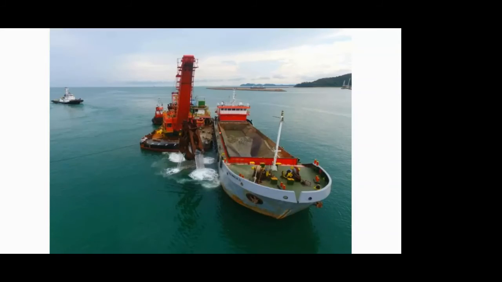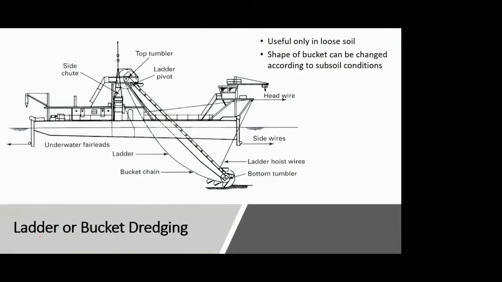So this is with the grab or clamshell dredging. The next method in this mechanical type is the ladder or bucket kind of dredging. In this we don't have a crane, but you all must have seen a conveyor belt, which is there at a crusher, or in the production line of any factory. A conveyor belt is nothing but a continuous belt with a start point and an end point, and it goes on rotating about them. So that conveyor concept is applied in this ladder or bucket dredging.